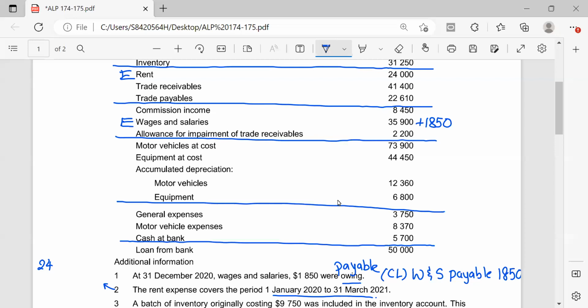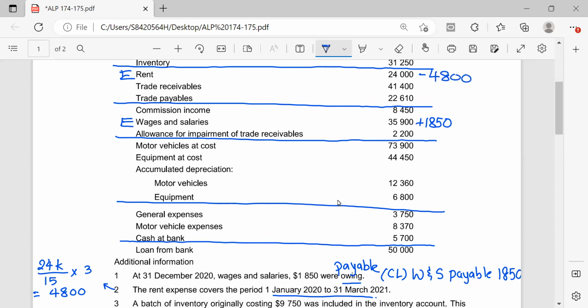So the rent on top here, so this is an expense. This 24,000 is actually for 15 months. So you take 24,000 divide by 15 times the extra, which is 3 months. Okay, so you will get 4,800. Okay, so this 4,800 go to your rent expense here and minus 4,800 because you pay too much.